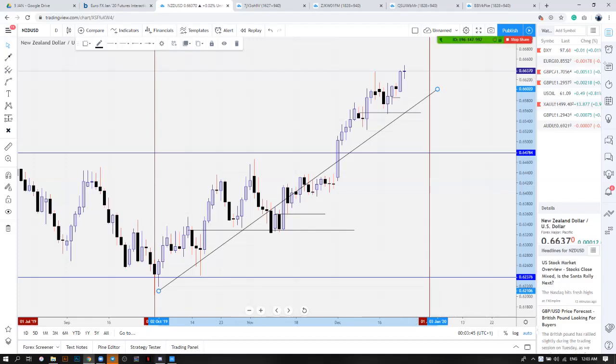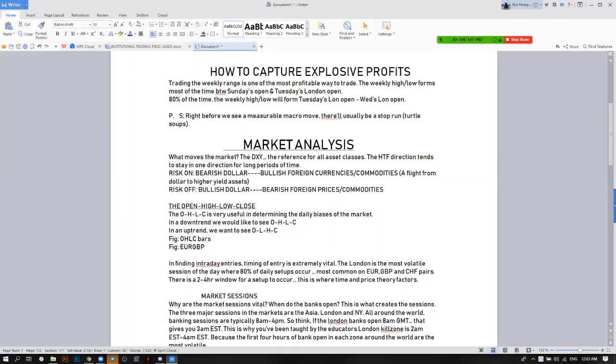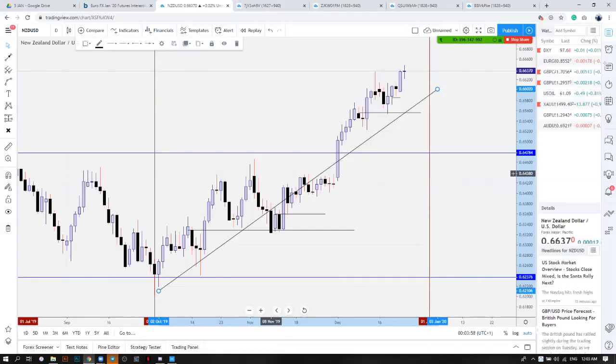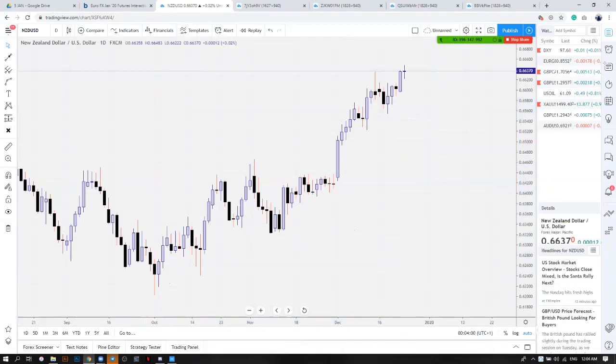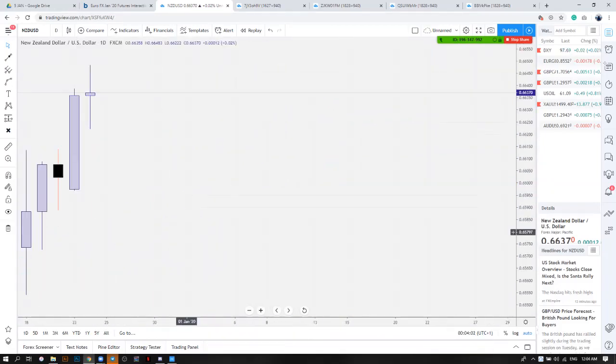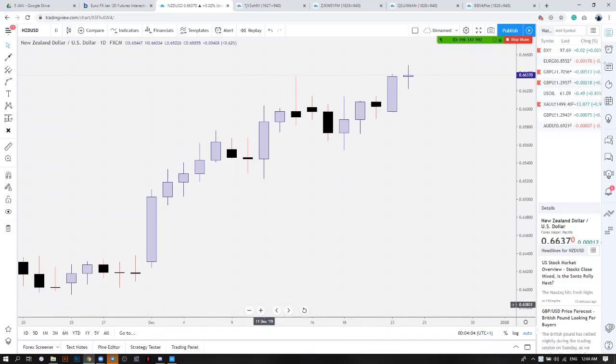Okay, let's get back to the notes. Now, let's talk about the open, high, low, close. So what is your open, high, low, close? What makes up a candlestick bar? Okay, so now let's remove all those. Let's zoom in. Let's look at a candlestick bar.